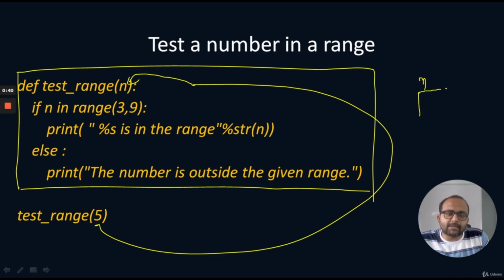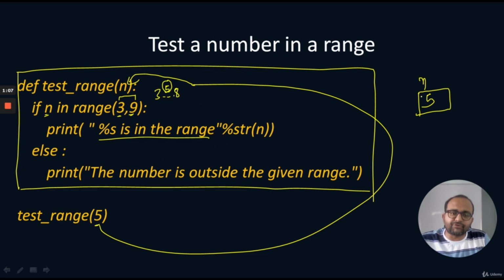So right now the value of n will be 5, and n is tested whether it is in the range 3 to 9 or not. Since the value of n is in this range, from 3 up to 8, 5 is available in this range, right? Hence it is going to immediately display that 5 is in the range. For example, if you give n value as 15, in that case it is not going to fulfill this condition, and it is going to print that the number is outside the given range.